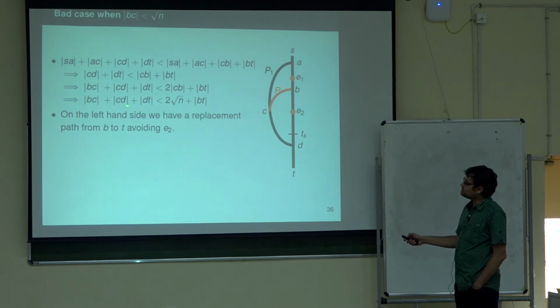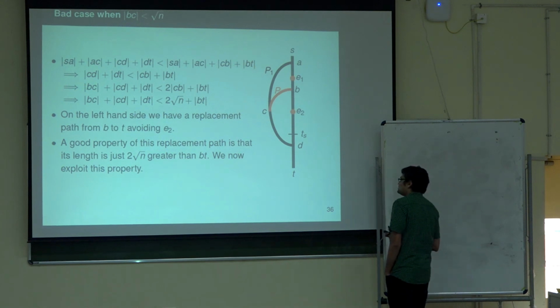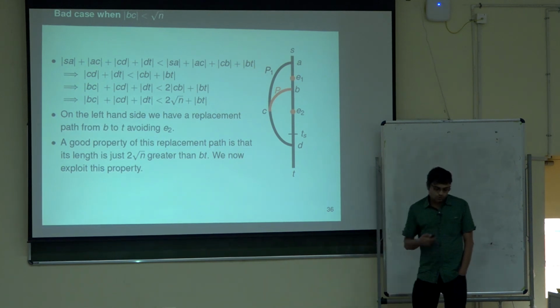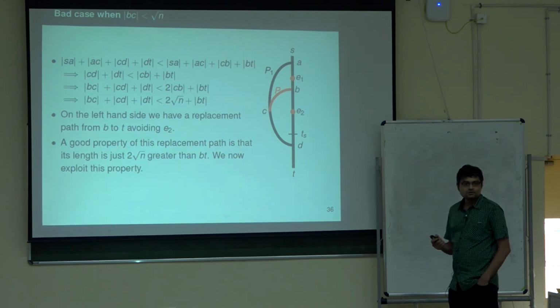Okay. So this is BC, then CD, then DT. This avoids E2. A good property about this particular replacement path is that its length is just 2 square root n away, or greater than BT. So it is very, very close to BT. We will try to use this property.